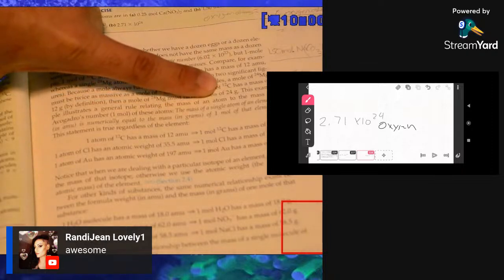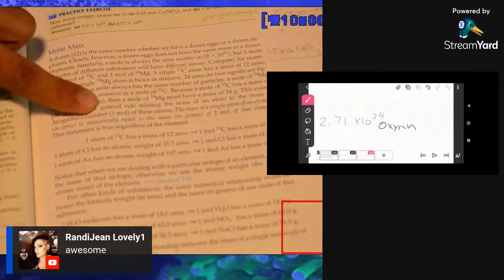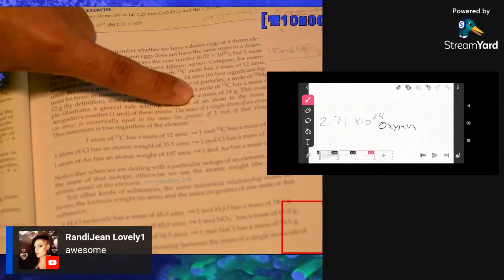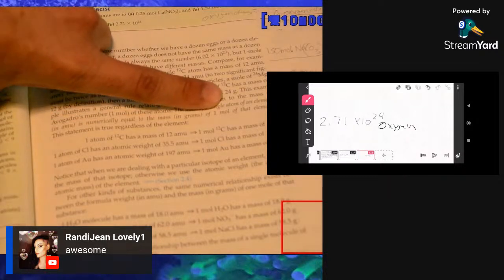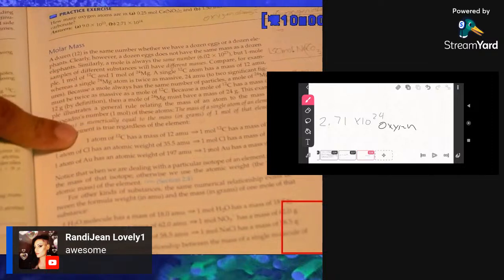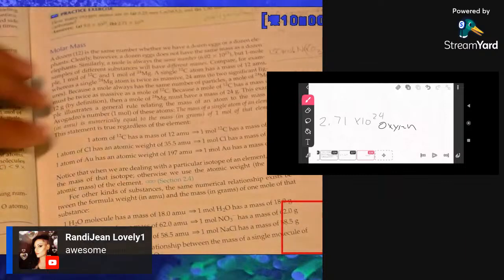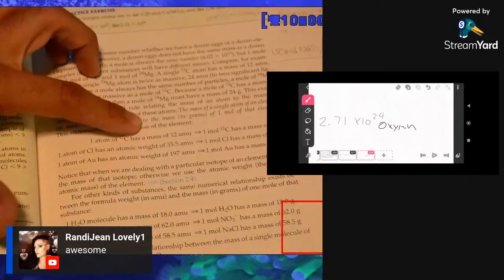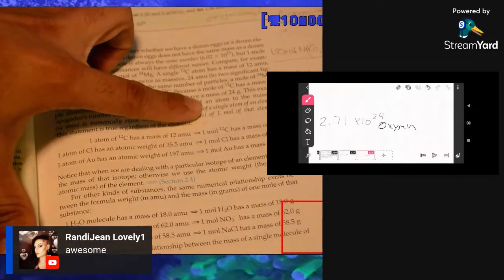This example illustrates a general rule relating the mass of an atom to the mass of Avogadro's number, 1 mole, of these atoms. The mass of a single atom of an element in atomic mass units, or AMU, is numerically equal to the mass in grams of 1 mole of that element. The statement is true regardless of the element. One atom of carbon-12 has a mass of 12 AMU. 1 mole of carbon-12 has a mass of 12 grams.